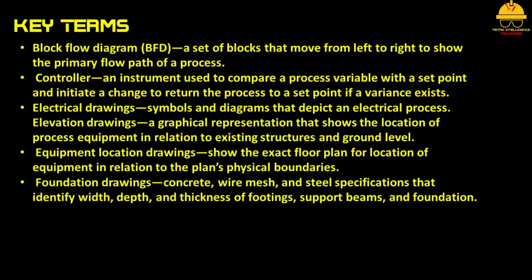Electrical drawings are symbols and diagrams that depict an electrical process. Elevation drawings are graphical representations that show the location of process equipment in relation to existing structures and ground level. Equipment location drawings show the exact floor plan for location of equipment in relation to the plant's physical boundaries. Foundation drawings are concrete, wire mesh, and steel specifications that identify width, depth, and thickness of footings, support beams, and foundation.